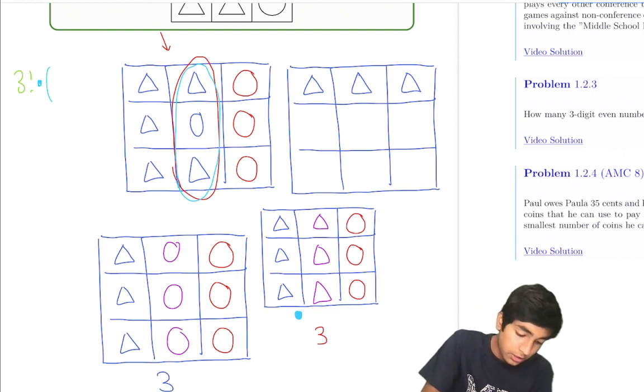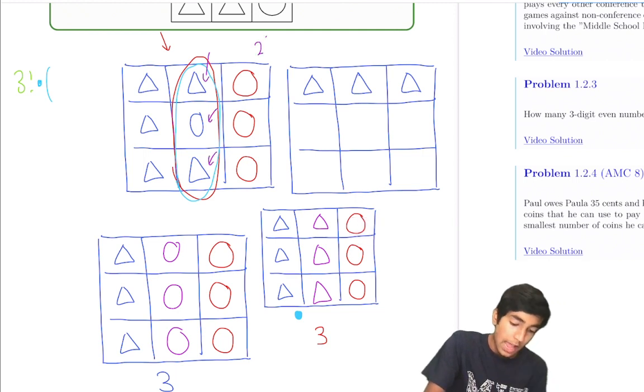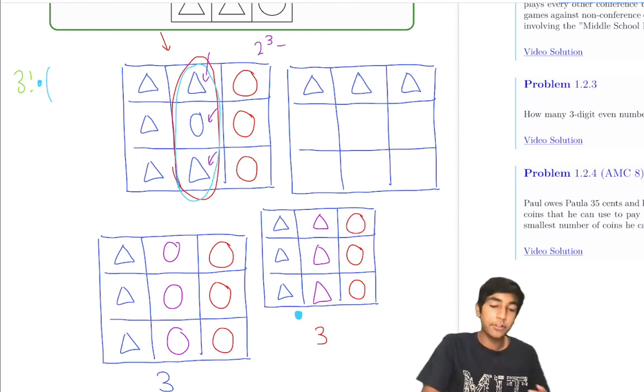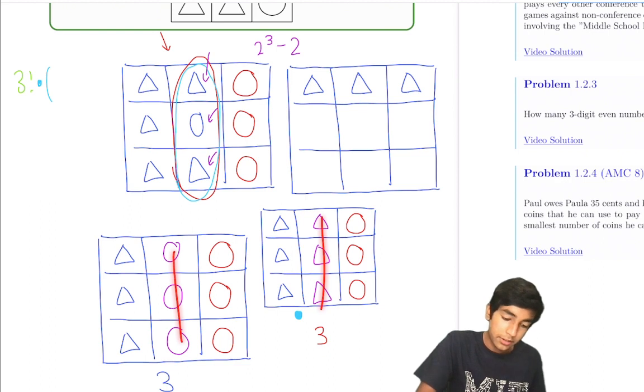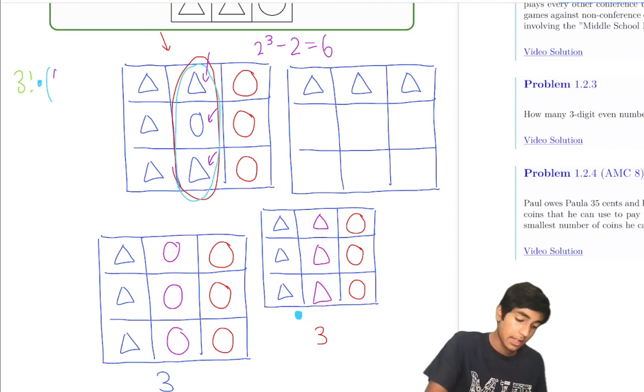So there's going to be two choices for each of these three squares, 2 cubed, and then we subtract the two cases where there's a row of triangles and a row of circles, because those are already counted over here. So 2 cubed minus 2 equals 6. So 3 factorial times 6.